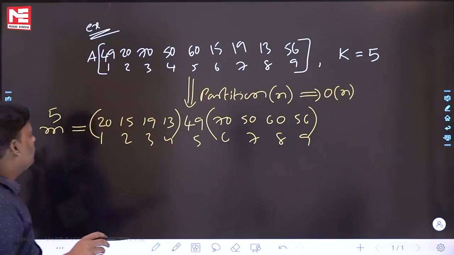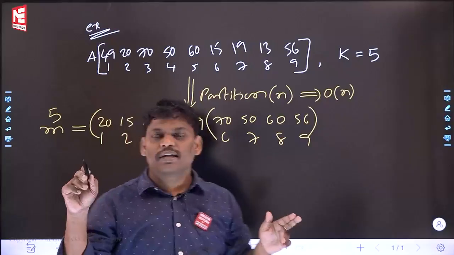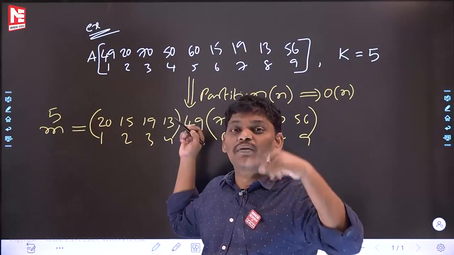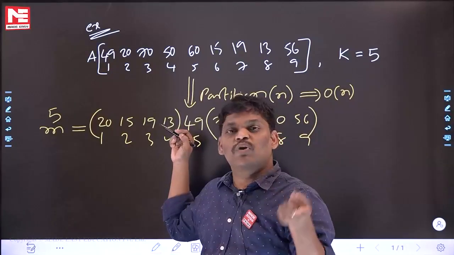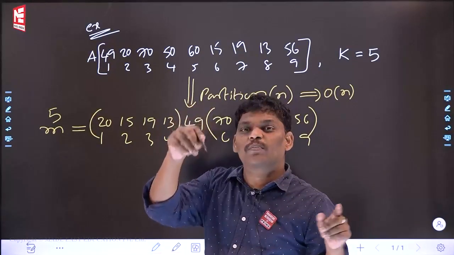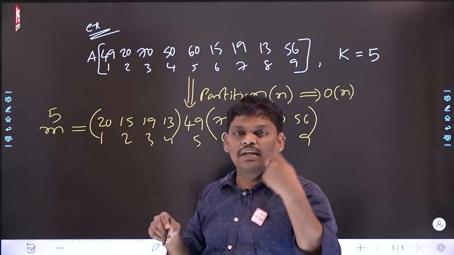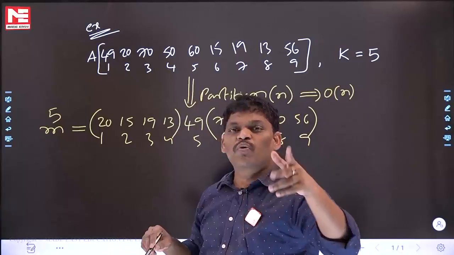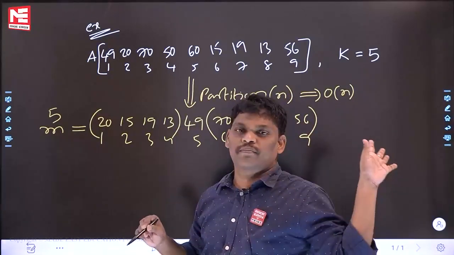The partition algorithm is over. It returns 5. What is the meaning? It wants to say that the pivot element went to its correct place, and its correct place is 5. This indicates that the pivot element is in its correct place, 5. That indicates that the pivot element is the fifth smallest element.